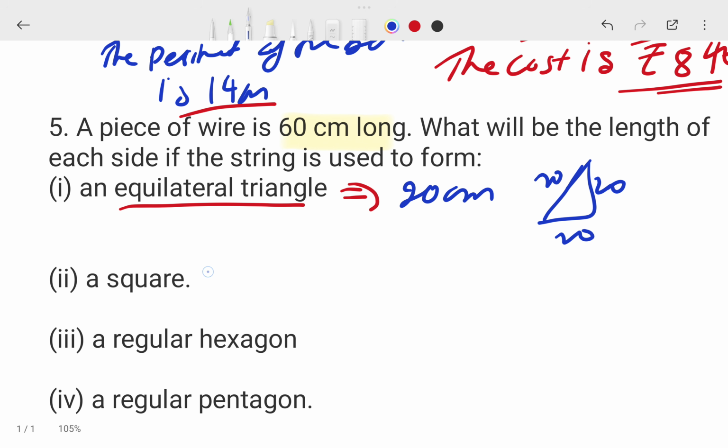Okay. In a square, the answer is 15 centimeter. Why? Because there is a square now. So this is 15, this is 15, this is 15, this is 15.